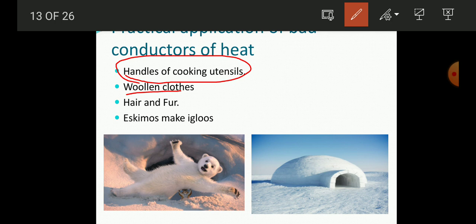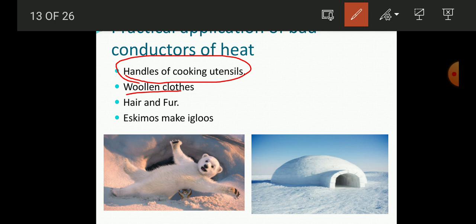Then hair and furs. These are also insulators because they do the same thing: they trap air, and this does not allow the movement of heat from your body.